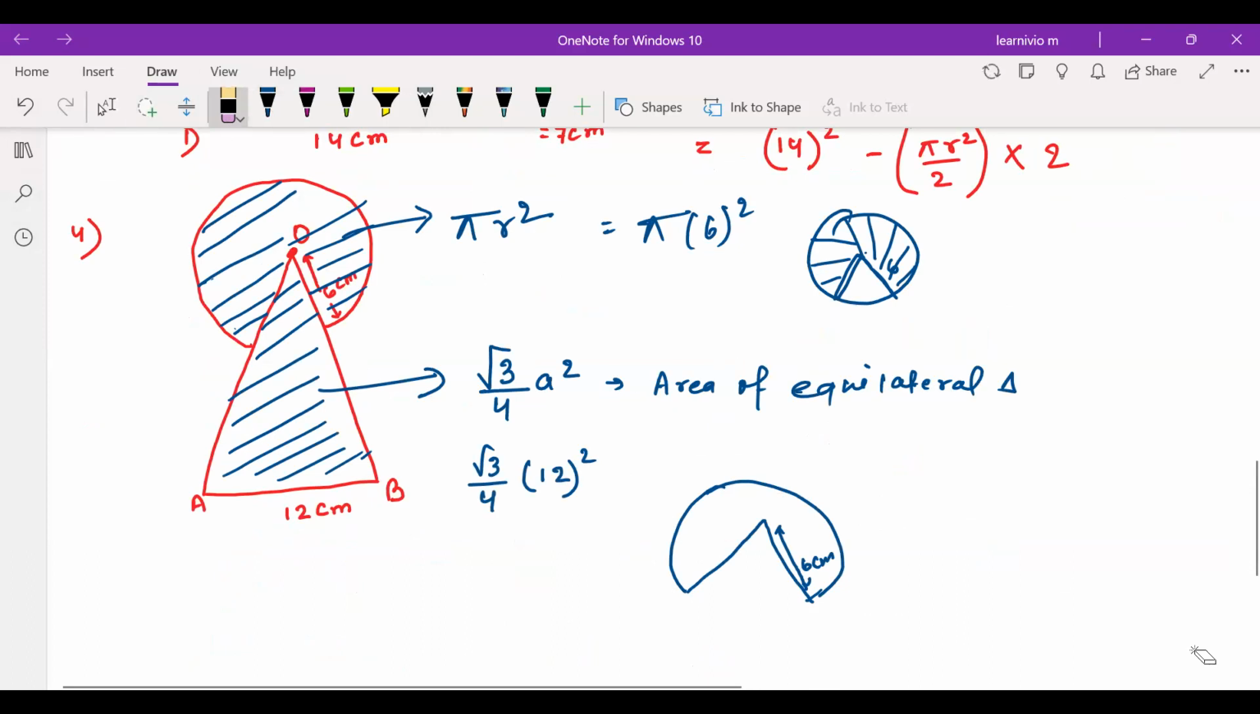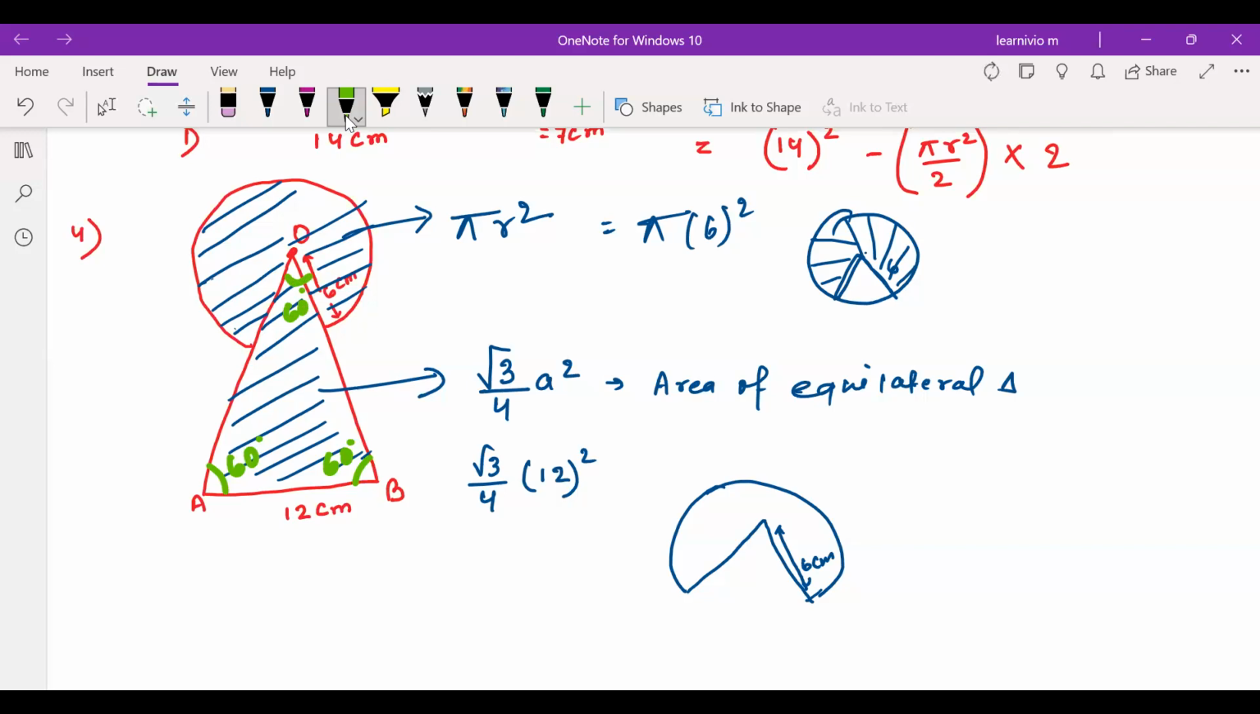Now we know the area of the sector's formula, that is theta by 360 into pi r square. But do we know theta over here? Yes, we know theta over here. How do we know theta? Because it's an equilateral triangle. So can we say this is 60? This is 60, and this is also 60. Can we say? Are you getting it?